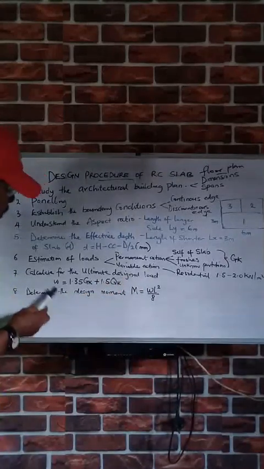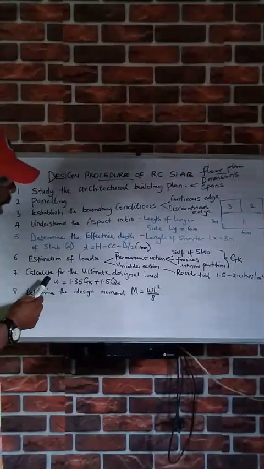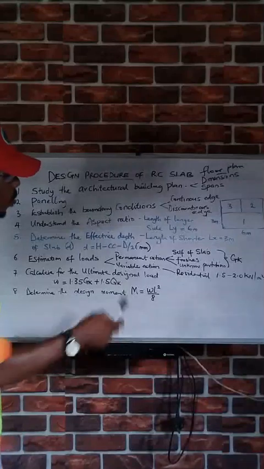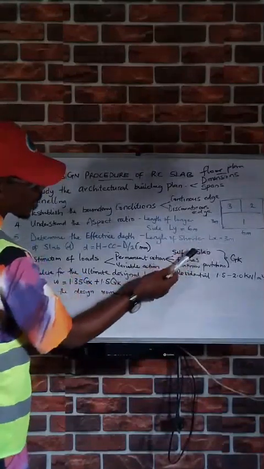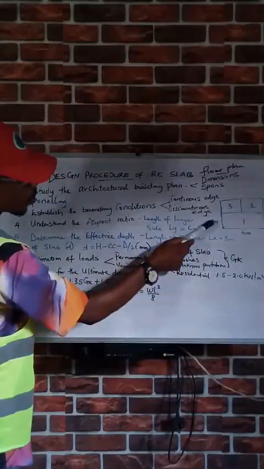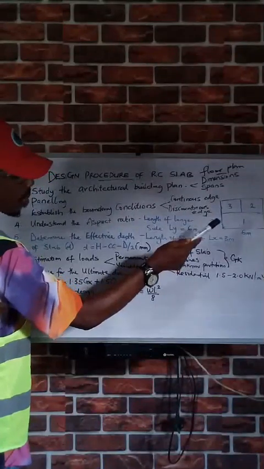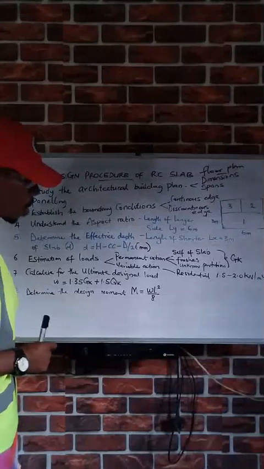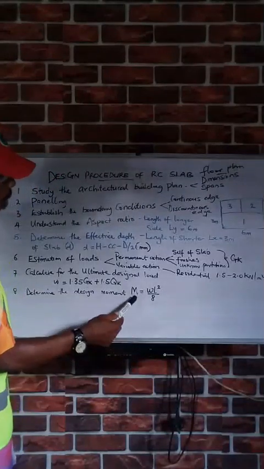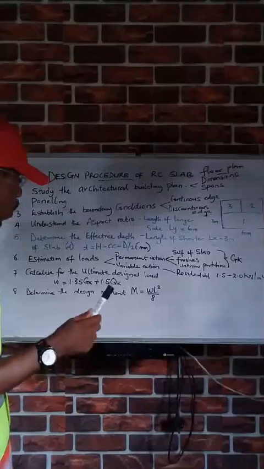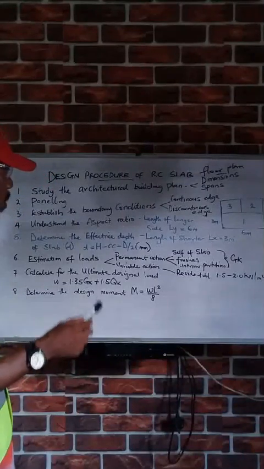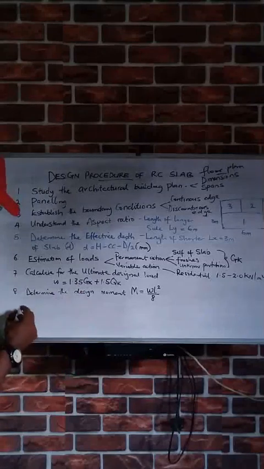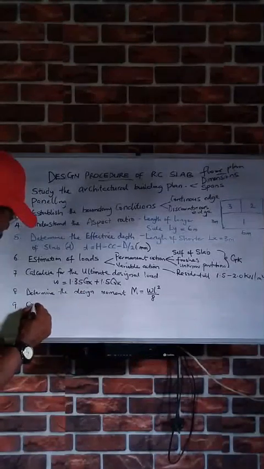Now our W is what we calculated as our ultimate design load, while our L becomes the span. So in this context, if you're designing panel 1, your L becomes 3 meters, which is the shorter side of the panel. So when you substitute into WL squared over 8, it becomes the moment that is generated on that slab.